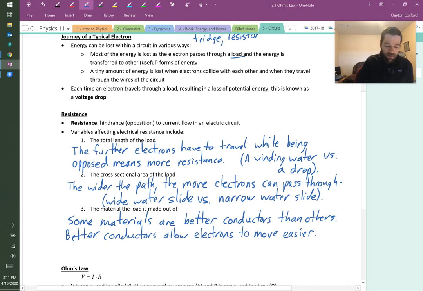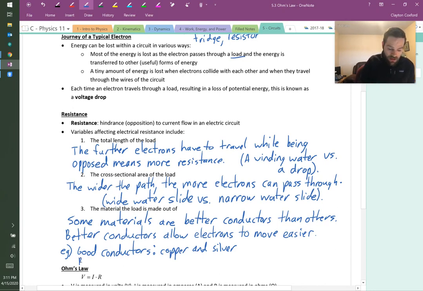Some examples of good conductors. Metals in general are good conductors, but some of the best conductors are copper and silver. So these are materials that allow electrons to flow very easily through them.